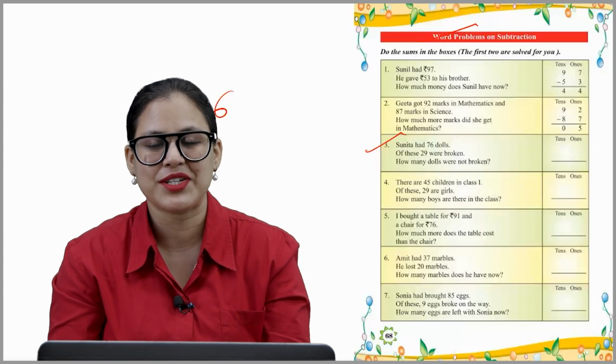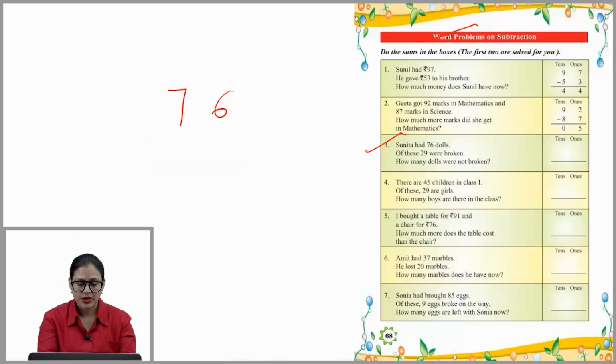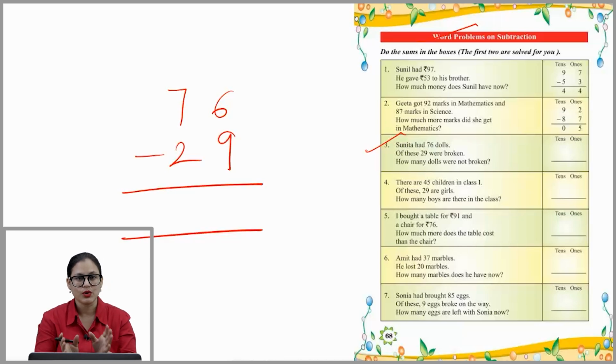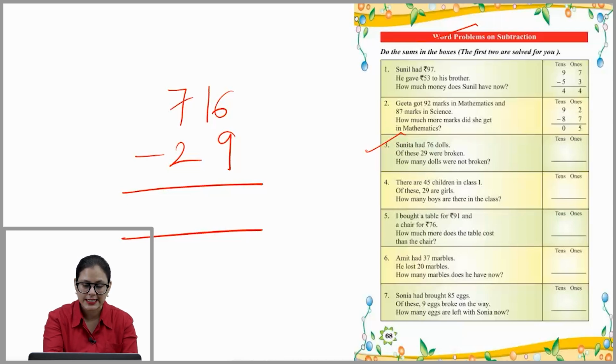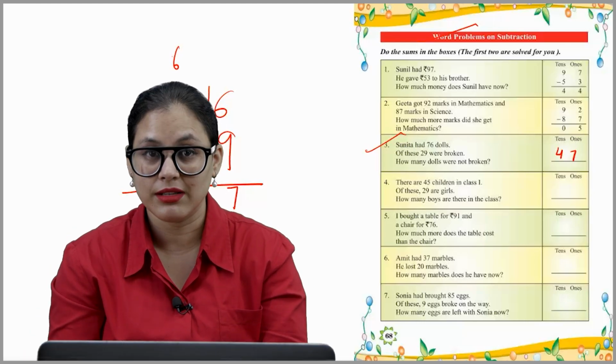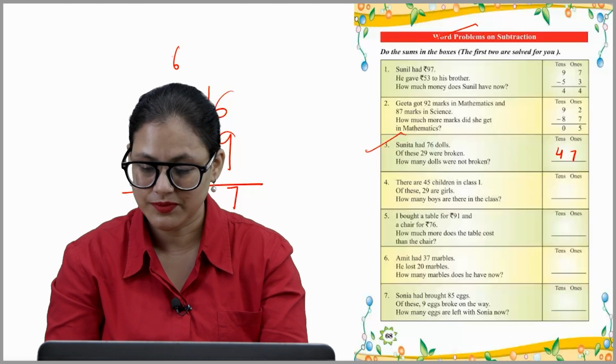So similarly in this question we will subtract. She had 76 dolls. Out of these 29 were broken. So how many dolls were not broken? So subtract. You cannot subtract 9 from 6, so we will borrow from here. This will become 16 and this is 6. 16 minus 9 is 7 and 6 minus 2 is 4. 47. So 47 dolls were not broken. Right, students? Now you will do remaining questions yourself.